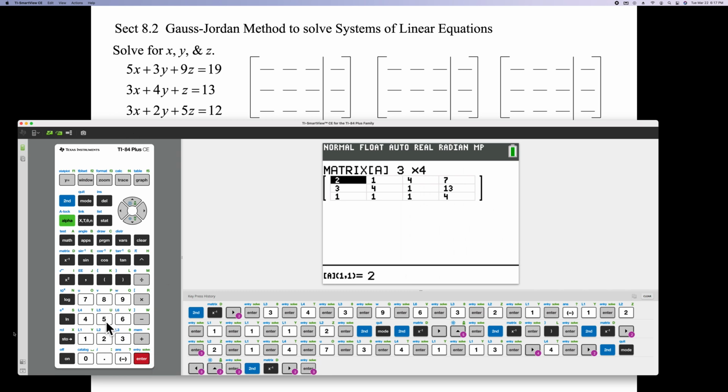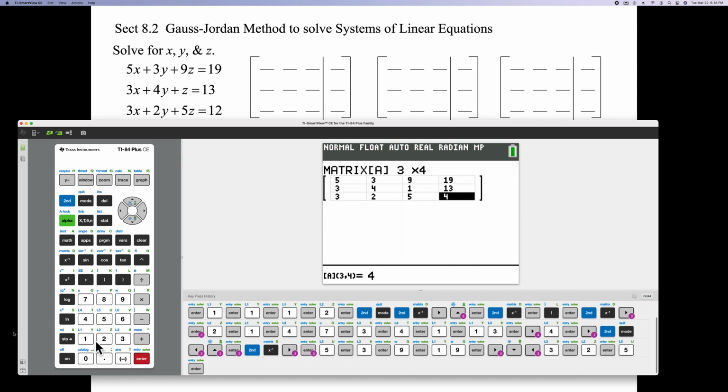5, 3, 9, 19. 5, enter, 3, enter, 9, enter, 19, enter. 3, 4, oh, we already got 3, 4, 1, 13. Oh, it's the same middle. How convenient. Down arrow. 3, enter, 2, enter, 5, enter, 12. Double check your numbers: 5, 3, 9, 19, 3, 4, 1, 13, 3, 2, 5, 12.